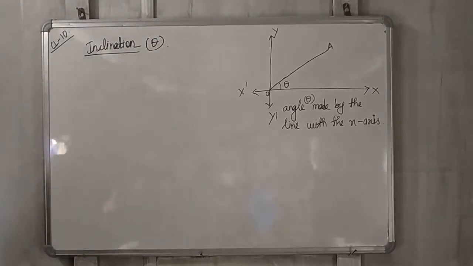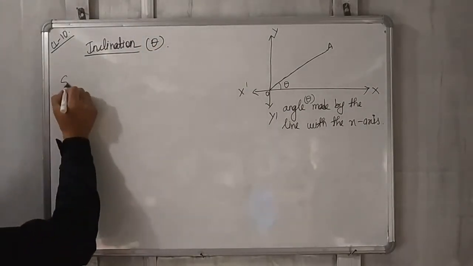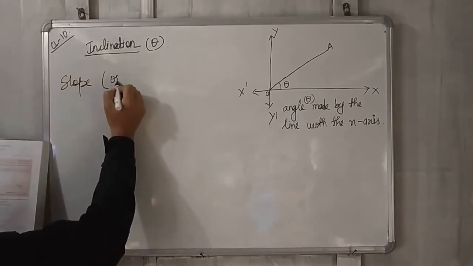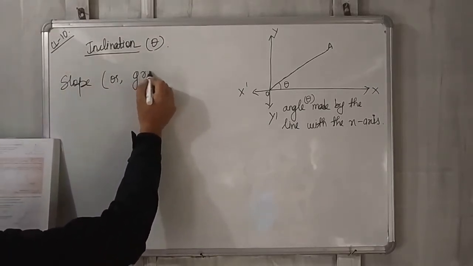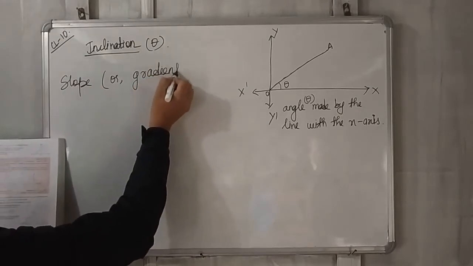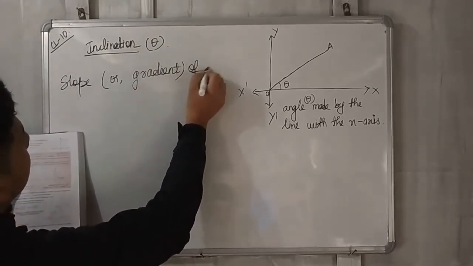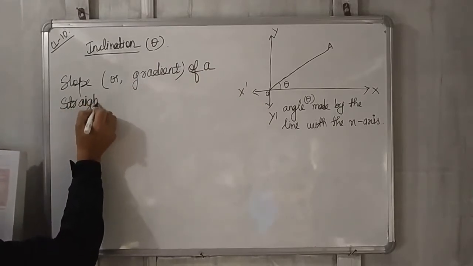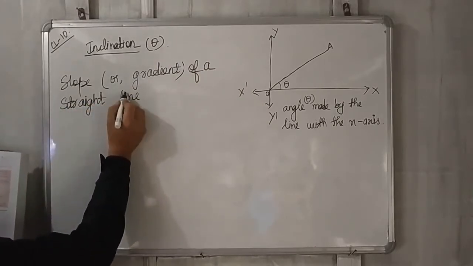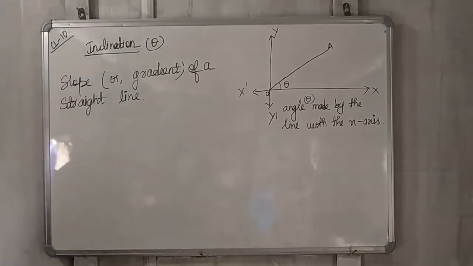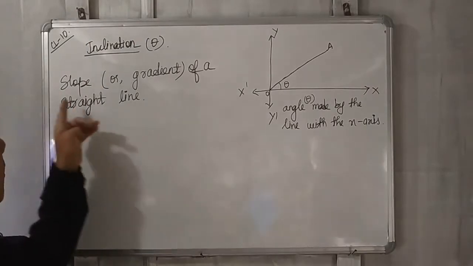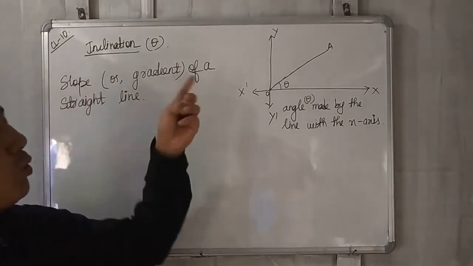Now there will be another word which is slope, or sometimes it is also called gradient. Slope or gradient of a straight line. I am not dealing with equations of straight line right now. Right now we are understanding, number one, what is the inclination of the straight line, and number two, what is the slope of a straight line.